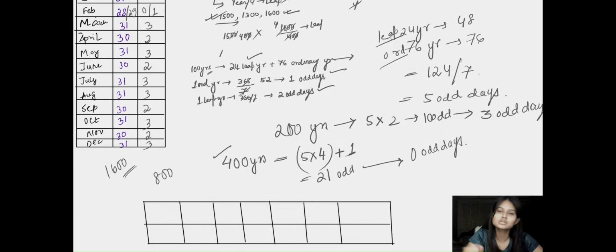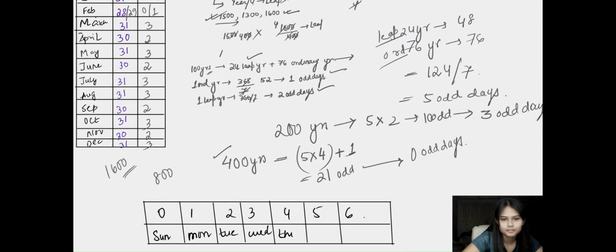But sometimes just a date will be given and we will be asked which day of the week it is, like Sunday, Tuesday or Monday. For that, we are going to use this reference, okay? You have to remember this: 0, 1, 2, 3, 4, 5, and 6. This will start from Sunday, Monday, Tuesday, Wednesday, Thursday, Friday, and Saturday. So this you have to remember for reference.